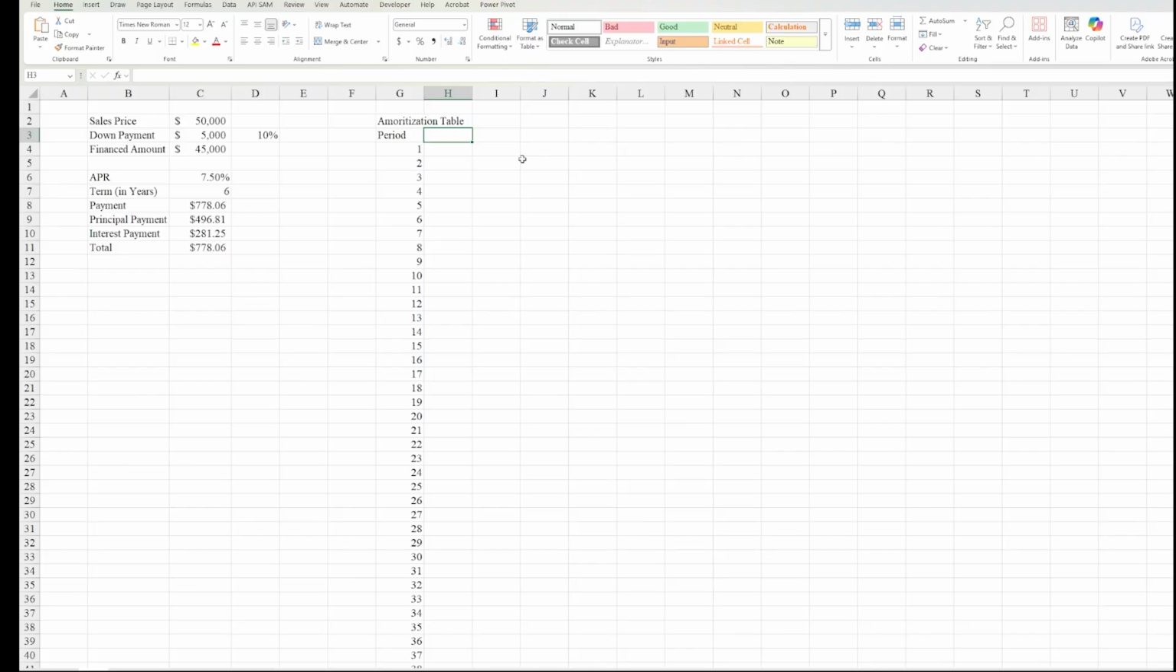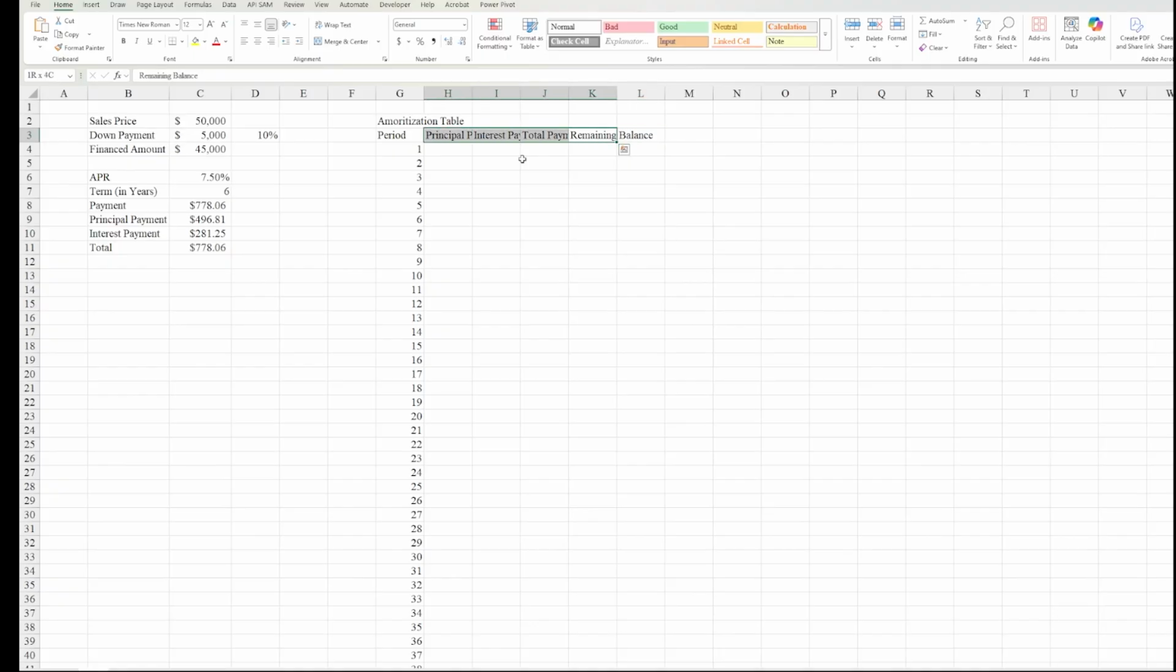And then we're going to do our principal payment. This is going to be our interest payment, total payment, remaining balance.